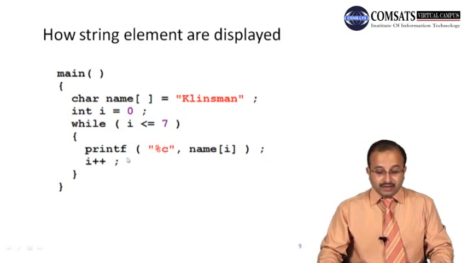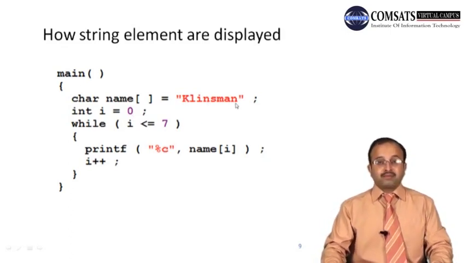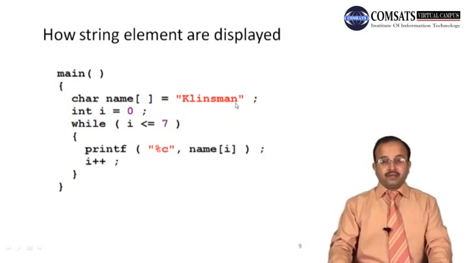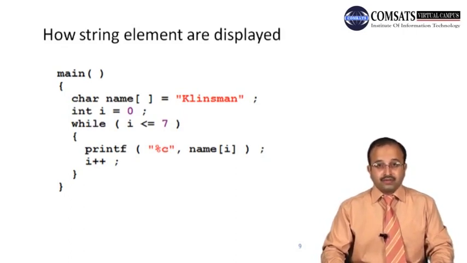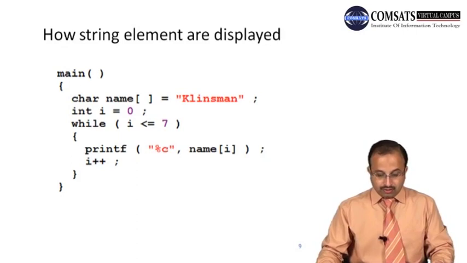will be executed 8 times, right, starting from 0 and going up to 7. So 8 times this will be executed and it will print all these characters except the null character. It won't print the null character. Why? Because the null character is actually not part of the string. The string consists of the characters before it. The null character is there to tell that the string terminates here. Right? Let's go and see the program.